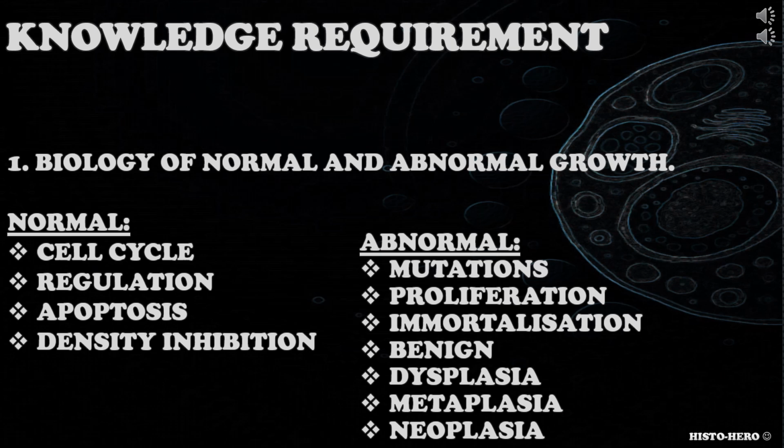Let's have a look at the first knowledge requirement, which is for you to know about the biology of normal and abnormal growth. What is normal and abnormal cell growth? How do they differ? What can abnormal cell growth lead to? Consider cell cycle, growth regulation, apoptosis, density inhibition, appearance, function, adhesion, nutrient demand, mutation, uncontrolled proliferation, immortalization, benign growth, dysplasia, metaplasia, neoplasia, invasion.